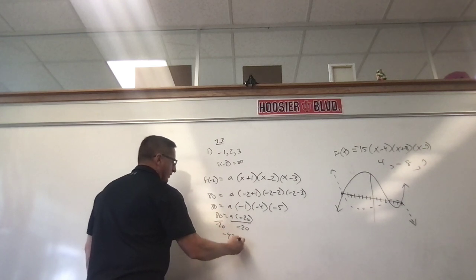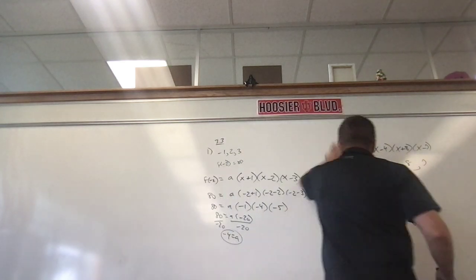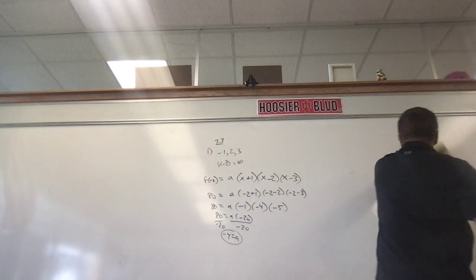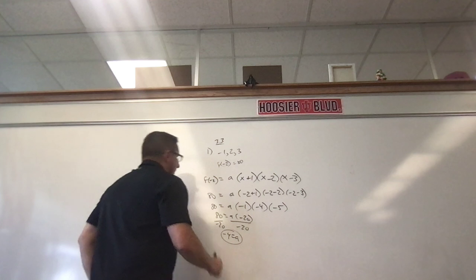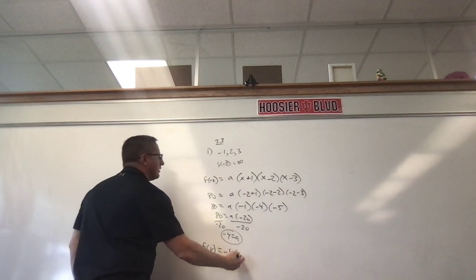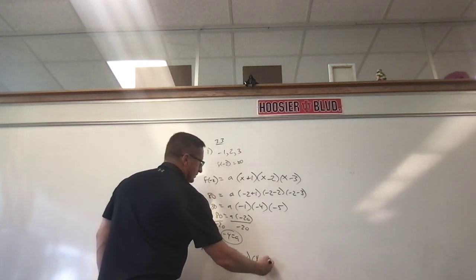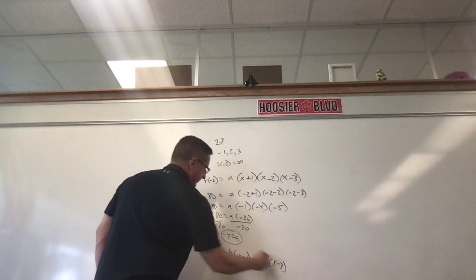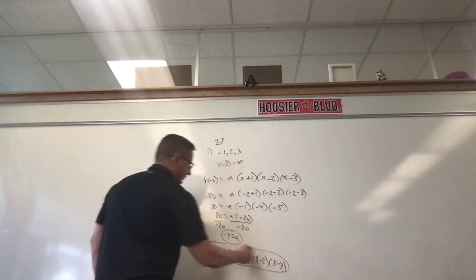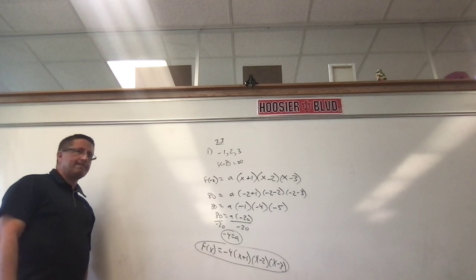A is -4. We're almost done. We got one more thing to do. Plug it in. So your final answer is f of x equals -4 times x plus 1, x minus 2, x minus 3. So what we did was this, okay? Once you jot all this down, I'll explain it a little more carefully, a little more clearly.